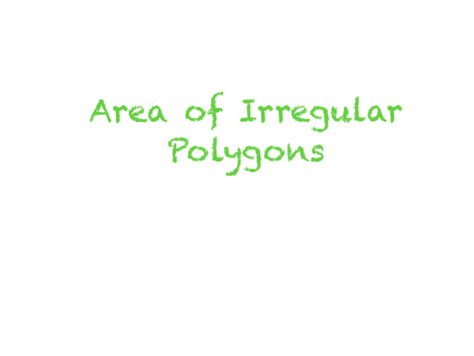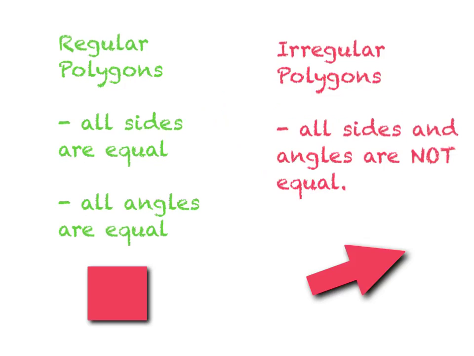So in previous lessons, we've talked about finding the area of polygons and quadrilaterals. Today we're going to talk about how to find the area of irregular polygons. So what is an irregular polygon? Well, it's the exact opposite of a regular polygon.